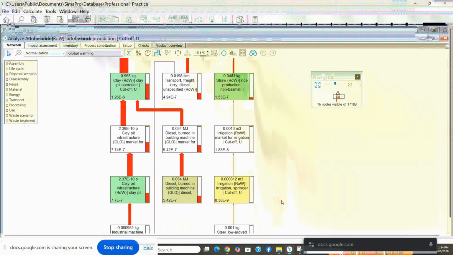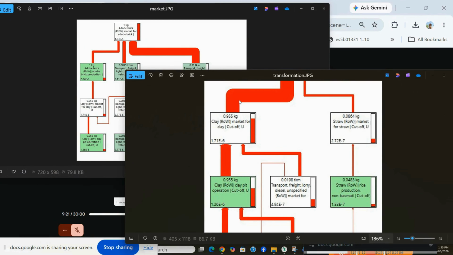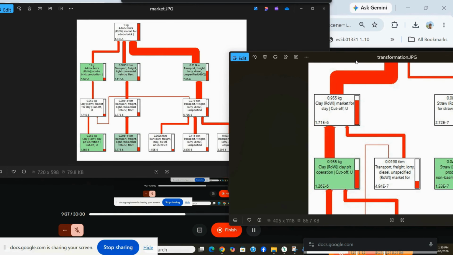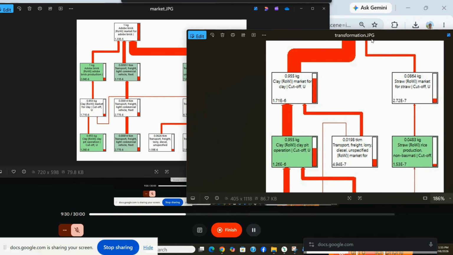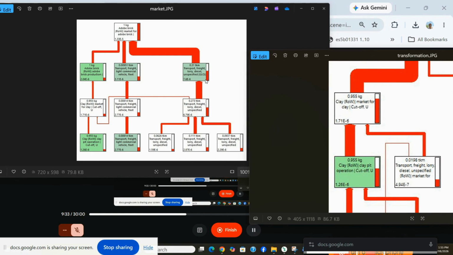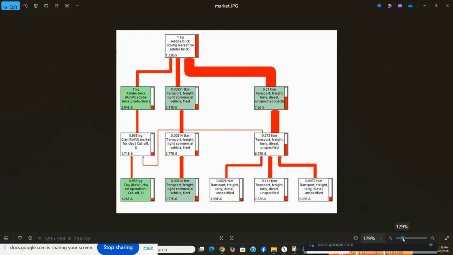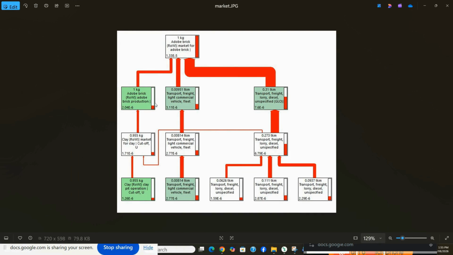Now, let's compare the two diagrams. As you can see, there are several transportation activities and associated fuel consumption processes that appear in the market dataset but are not included in the transformation dataset. So, what does this mean? A transformation dataset primarily represents the process of transforming inputs into a product. In contrast, a market dataset represents the supply of that product to the market and can include additional activities, such as transportation from the production site to the market.